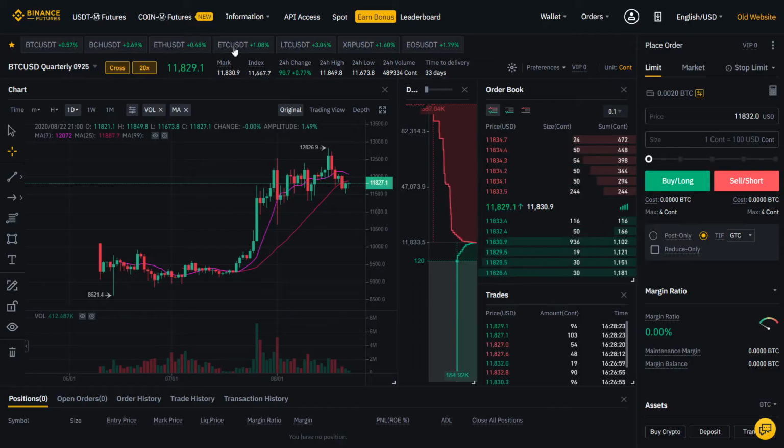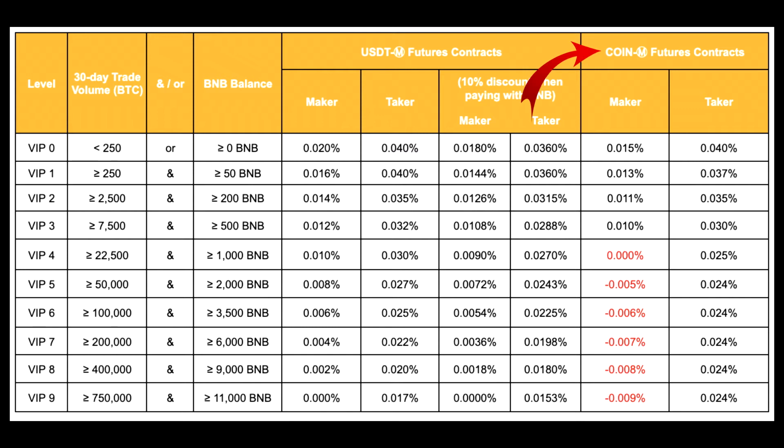Now that we have our Bitcoin ready, let's head to the Coin Futures Exchange. The fees will go even lower, 0.015% for makers and 0.04% for takers. If you trade a lot and have enough BNB in your wallet, you will be upgraded to higher VIP levels and therefore pay lower fees that can even become negative for makers.